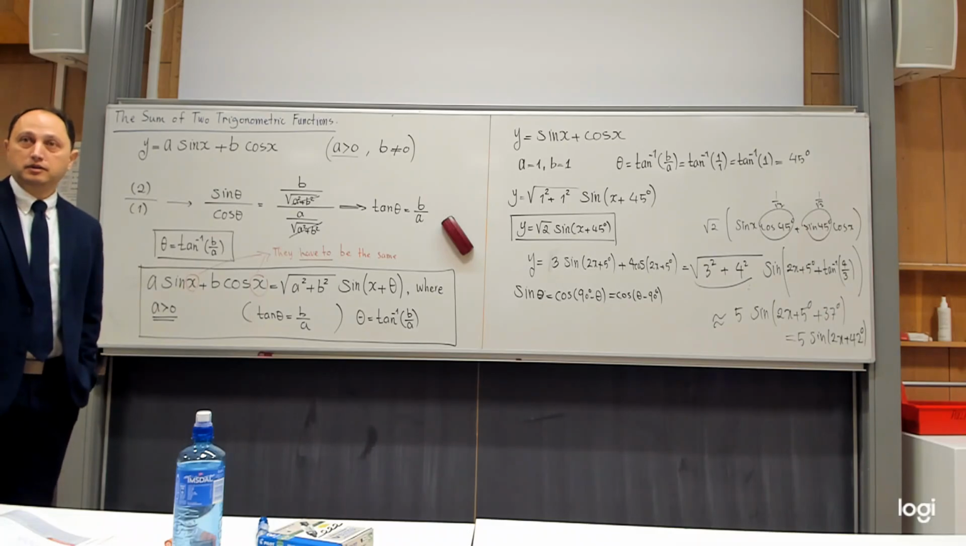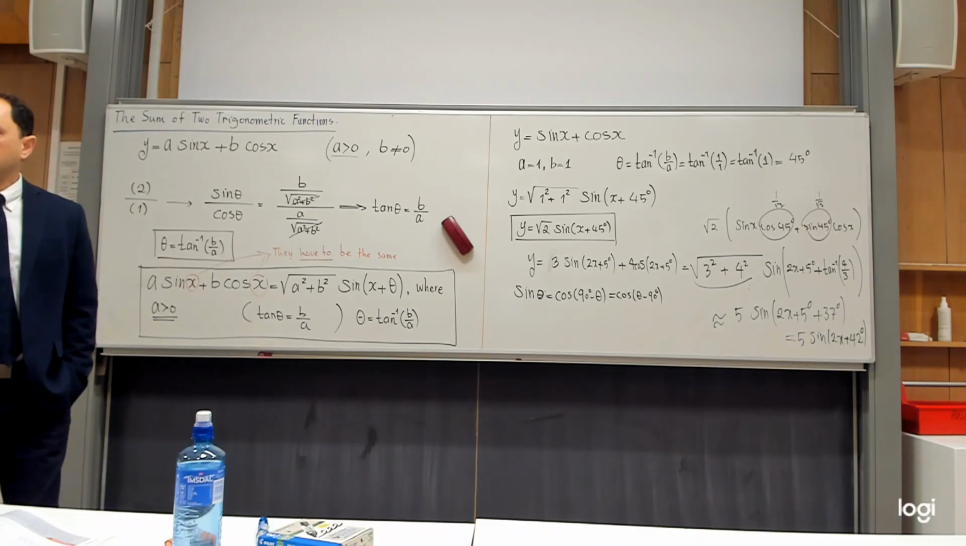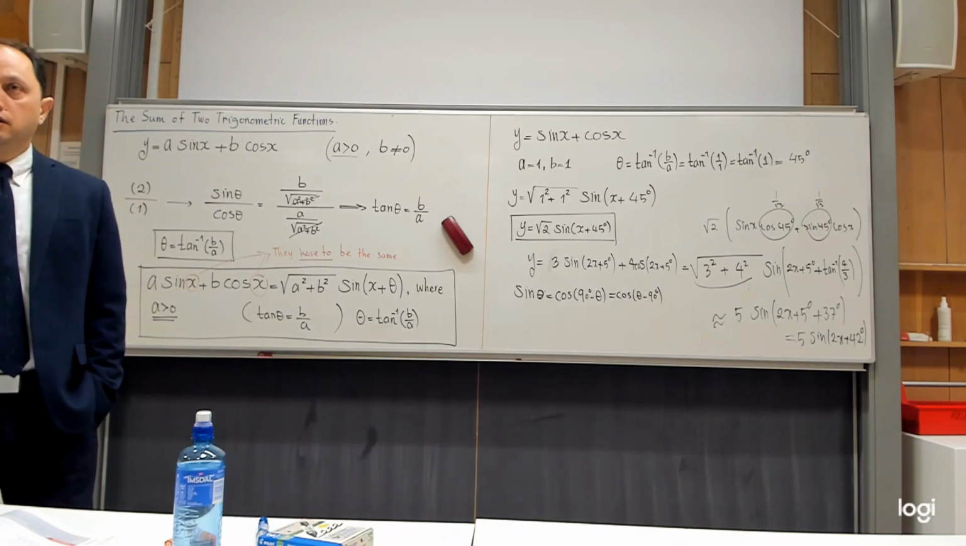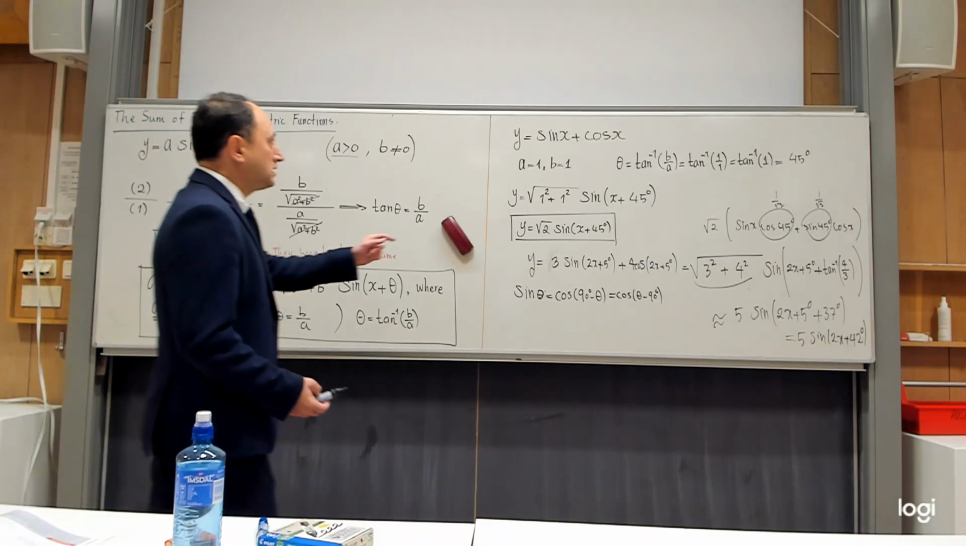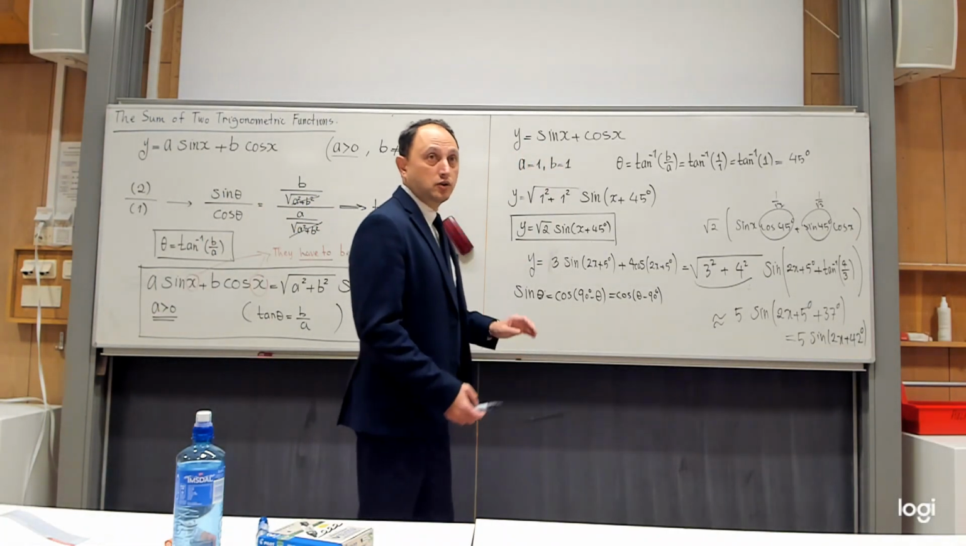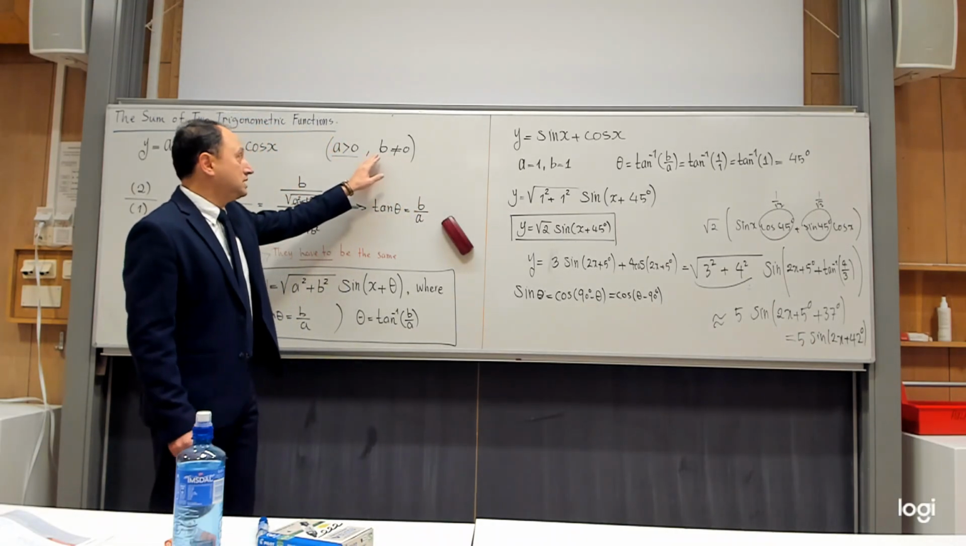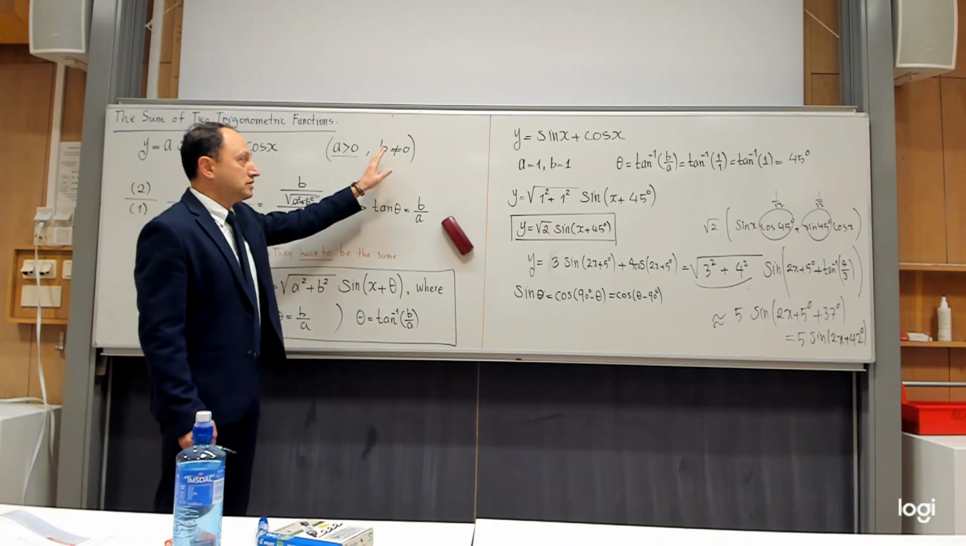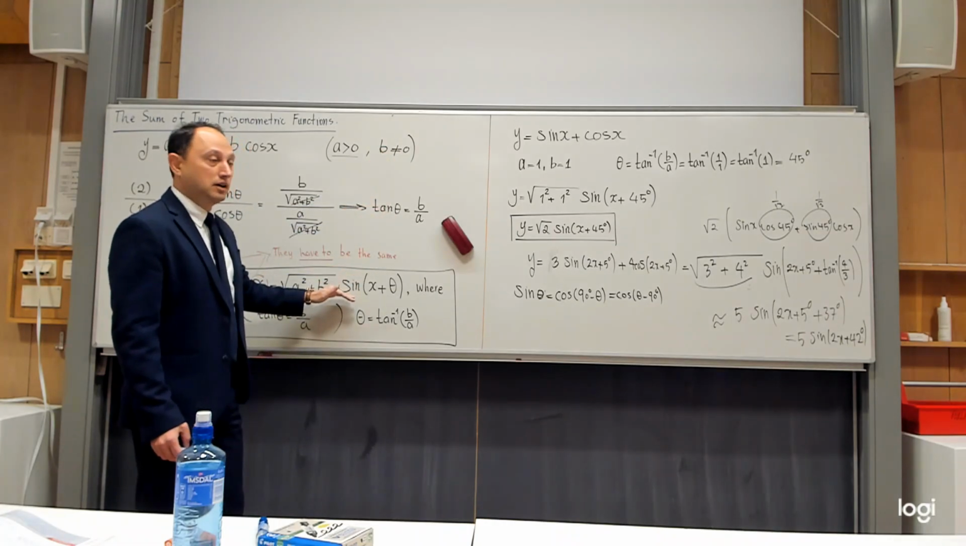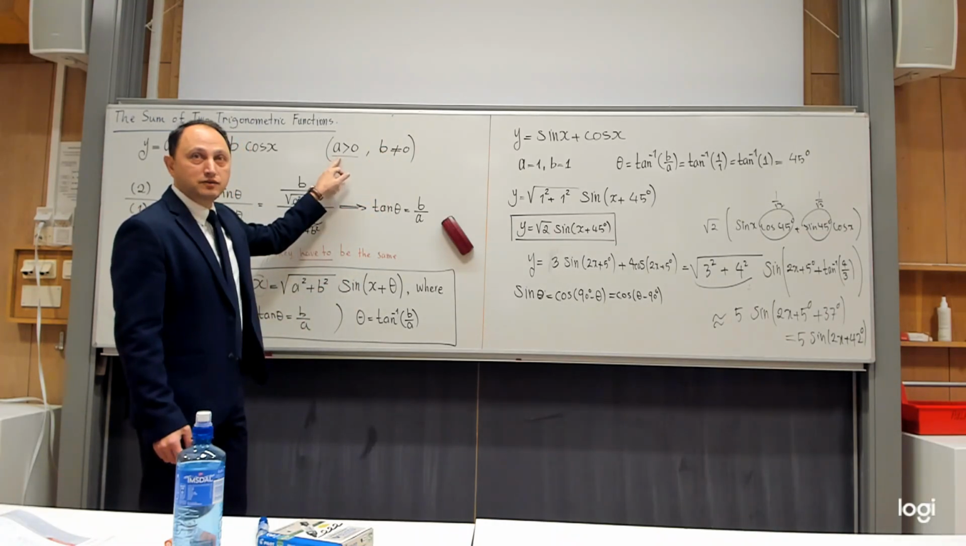Is that clear? But what happens if A is negative? That book is avoiding that, but it is not a big problem. So assume that I start with negative sine x. For negative b, you don't have any problems. You see my restrictions: b is not 0, that's it. So it can be positive or negative. It will not affect this argument. But if A is negative, it will affect the argument.